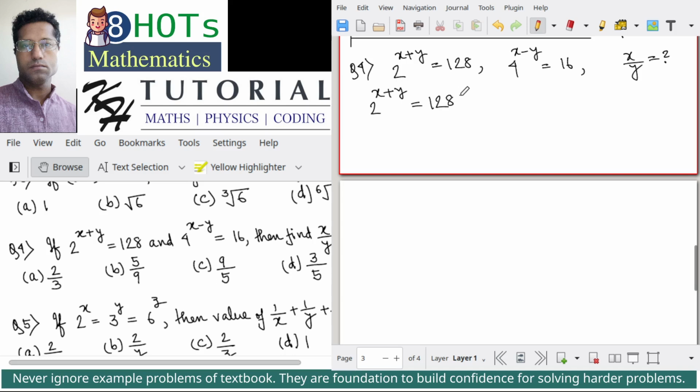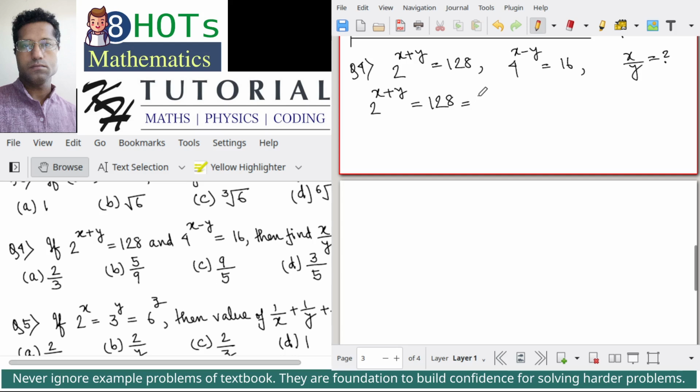Now I see the unknowns are in the power, so definitely I will have to convert the bases to the same. The base on the left hand side is 2 and on the right hand side it is a number, not in the exponential form.